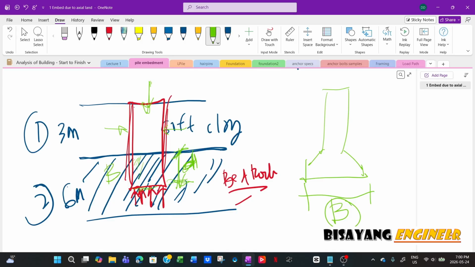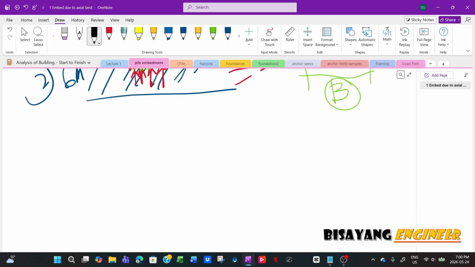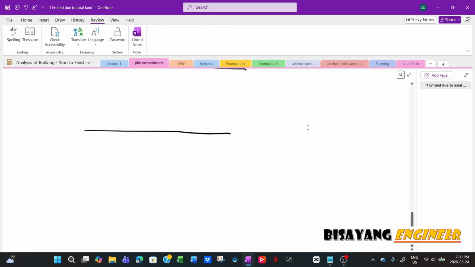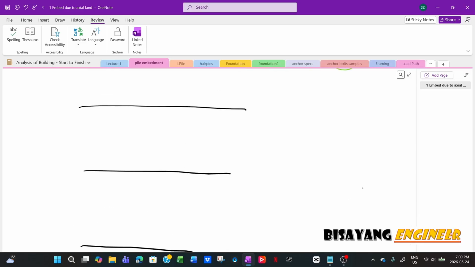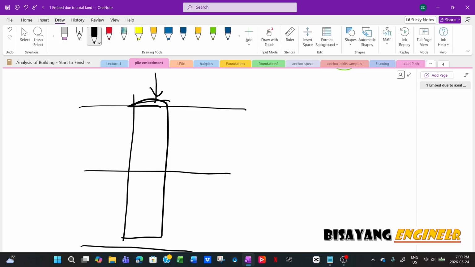Now, if you are using skin friction, of course, it really depends on what the demand is. If you have two layers, and your pile is this one, and it's subjected to a compression load, then all you have to do is just sum up the skin friction of the two different layers.